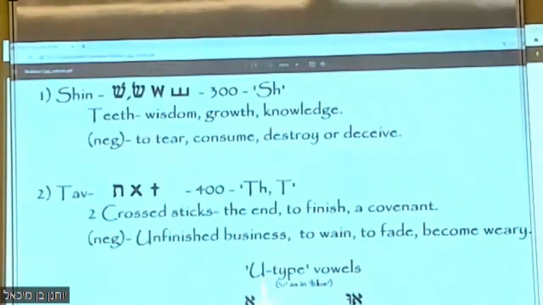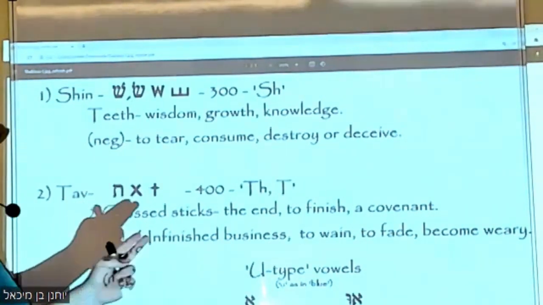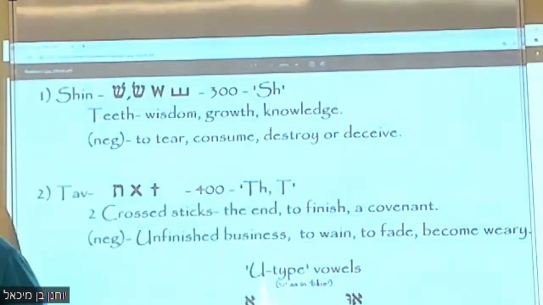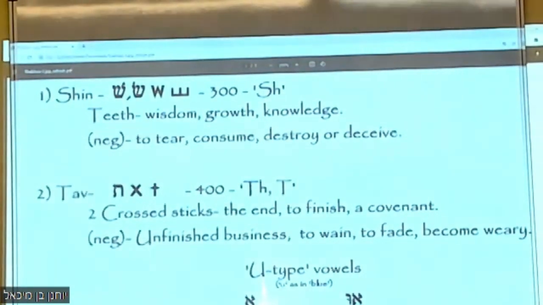All right. So, again, it has a T sound and it had a TH sound. All right. Now, kind of the softer TH that you would hear in the word with.